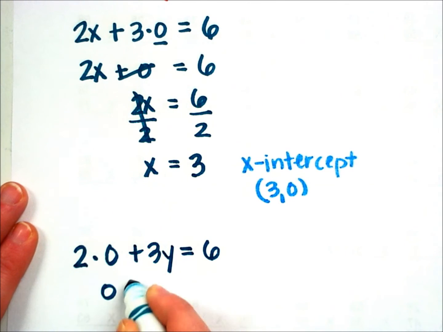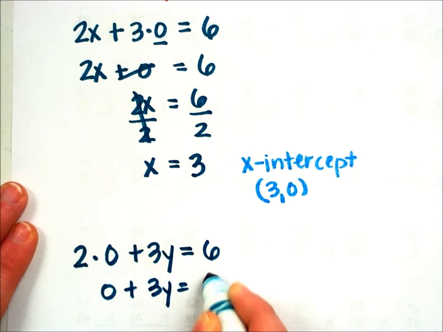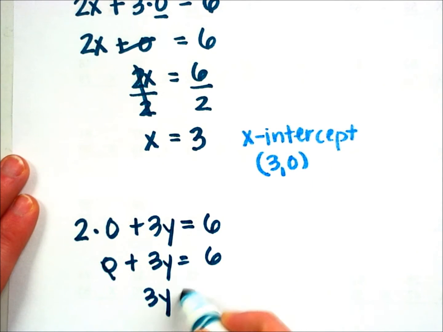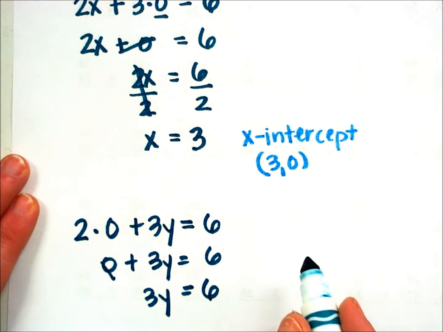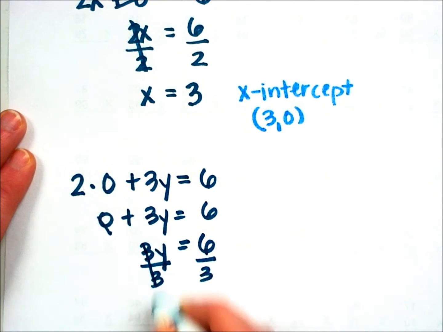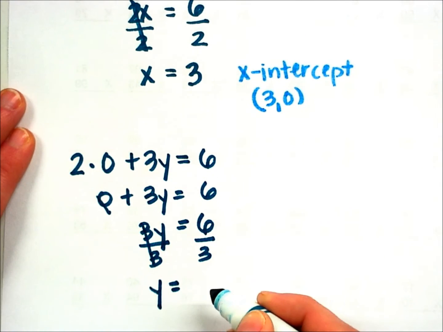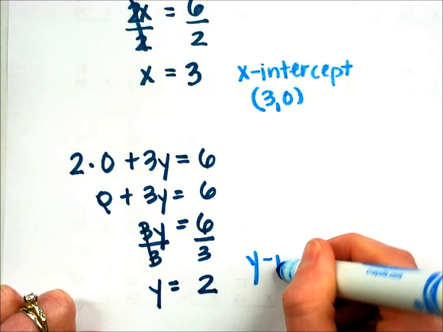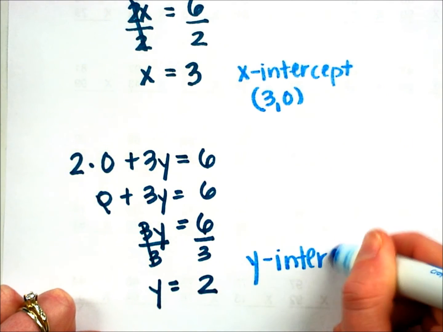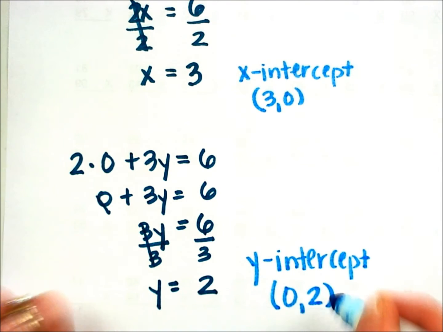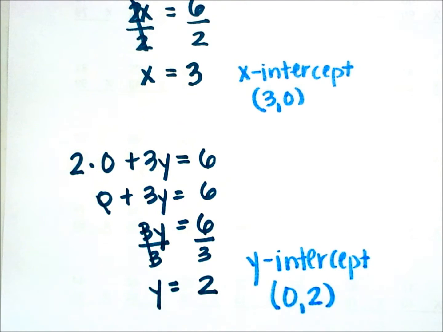2 times 0 is 0. 0 plus 3y is just going to be 3y. So I know 3y is equal to 6. If I divide both sides by 3, I now know that y is equal to 6 divided by 3, which is 2. So I now know that my y-intercept is going to be the point (0, 2). I now have enough information to draw my graph.